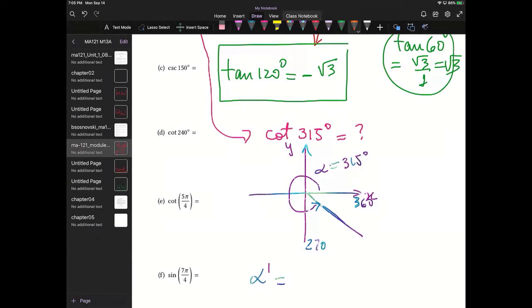So I wanted this measure right here. So this is the reference angle. So I do 360 minus the angle of 315. 45 degrees.